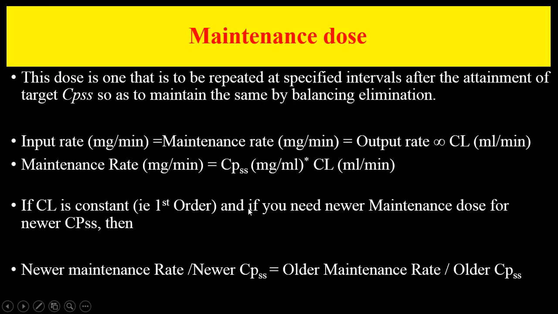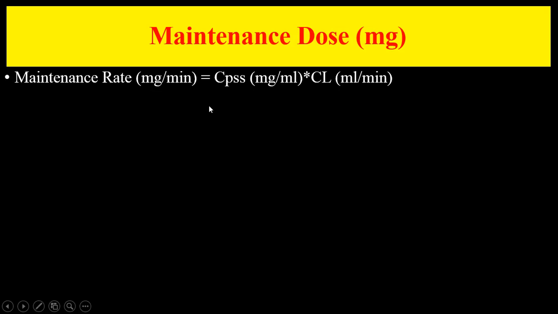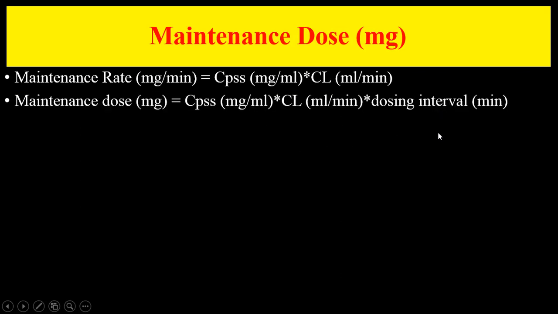Okay, maintenance rate I told you. Now what about the maintenance dose? Maintenance dose is calculated by the same formula, steady state plasma concentration into clearance, and one thing that you add is the dosing interval. For example, you are taking paracetamol 4 hourly, then its dose is 500 mg. Now if you take it 8 hourly, then its dose will be double. So this is maintenance dose. Maintenance is always a rate, but if we consider the dosing interval, then we can say that it is maintenance dose. I think you got it.